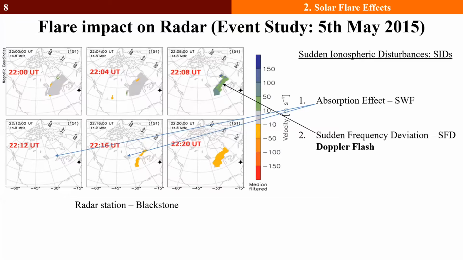There is an absence of ground scatter, and then it gradually recovers back to the pre-phase of shortwave fadeout. So this absorption effect is the shortwave fadeout, and this sudden enhancement in the frequency or velocity is the frequency deviation, which is also known as Doppler flash.